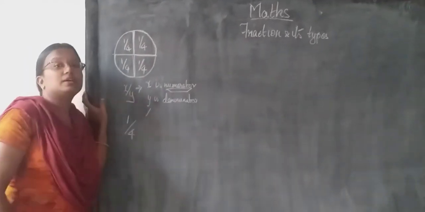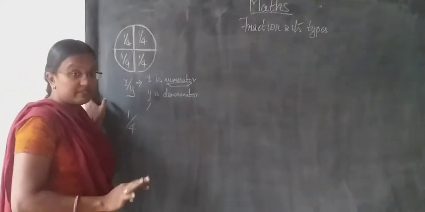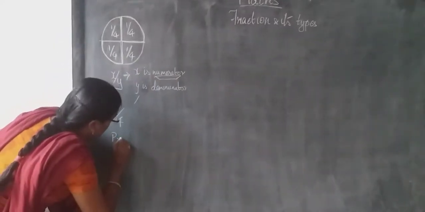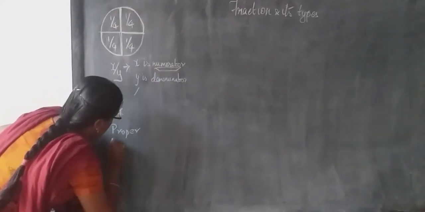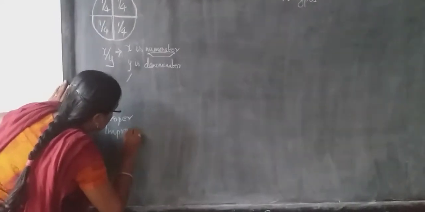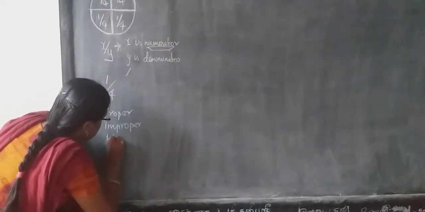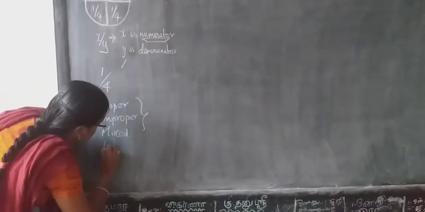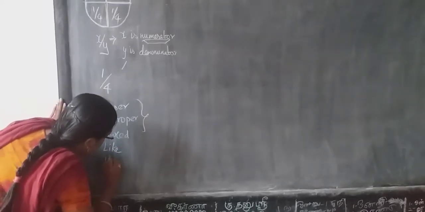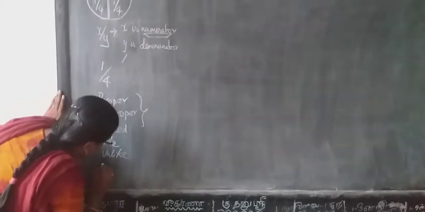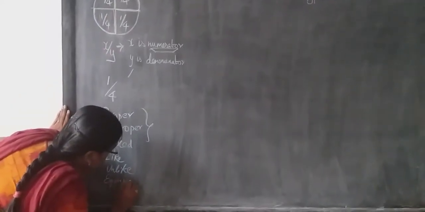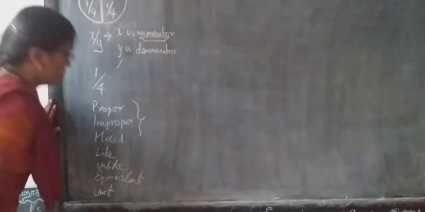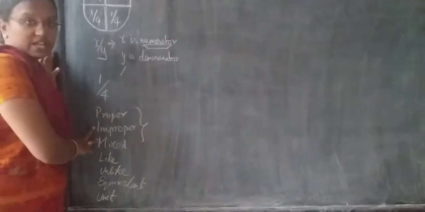Hence it represents how many parts make up the whole thing. Okay. So there are types of fractions. There are 7 types of fractions, namely proper, improper, mixed. These 3 are the important fractions. Other than that, there are like fractions, unlike fractions, equivalent fractions, and unit fractions. Let us see what these types of fractions are.